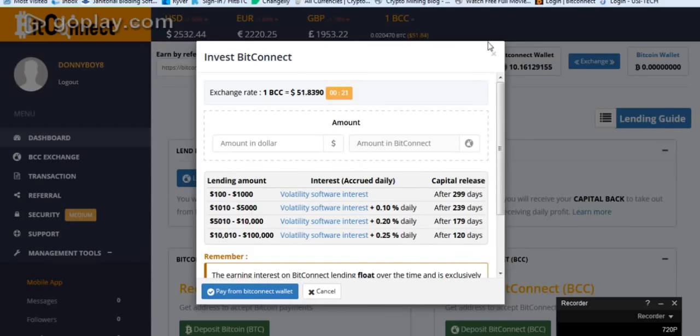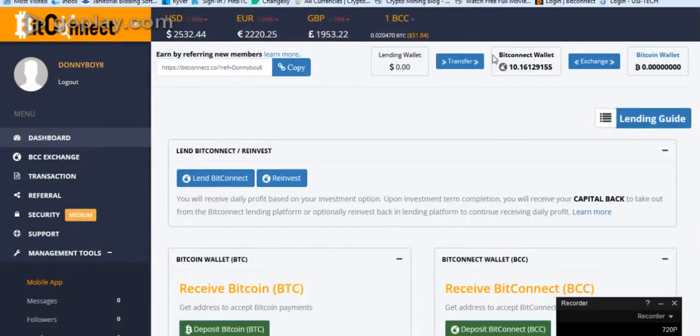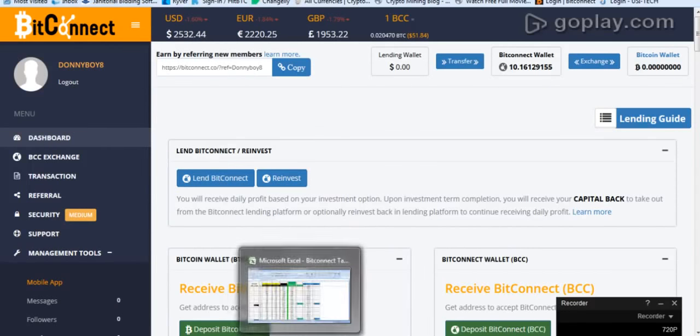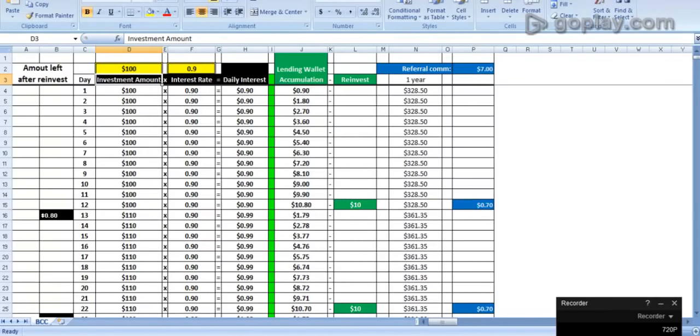So for this, I'm going to assume the $100, as I said. And the reason I'm doing this presentation is to show how it works with just the lending alone. Any of these numbers that I show you are just going to be with putting your initial investment in and allowing it to build up.